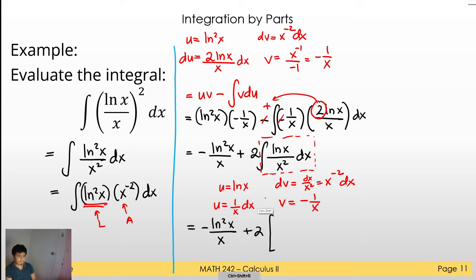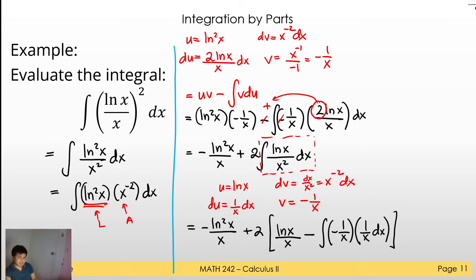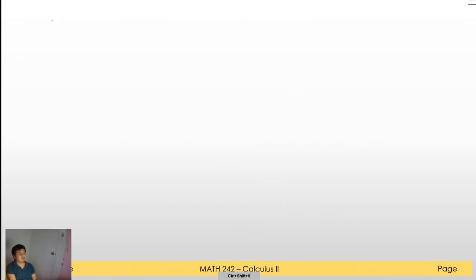we have here u times v again. So u times v, we have ln x multiplied by negative 1 over x, or we can write this as over x here. And then minus the integral of v du, so we have negative 1 over x, and then, sorry, this should be du, which is 1 over x dx. Okay, so simplifying this, I'm utilizing the new sheet. So negative ln squared x over x, and then plus 2 ln x over x.